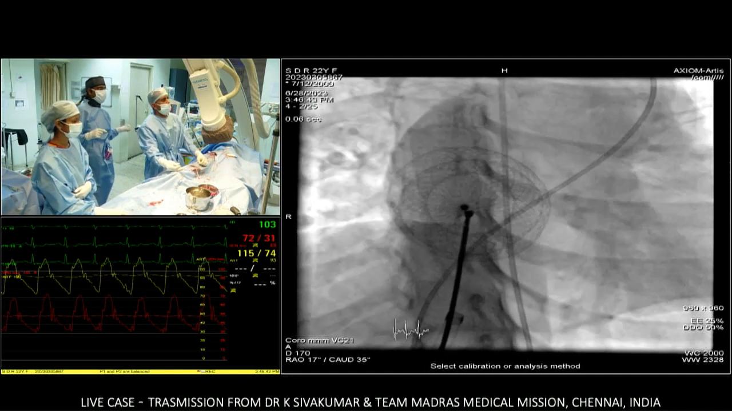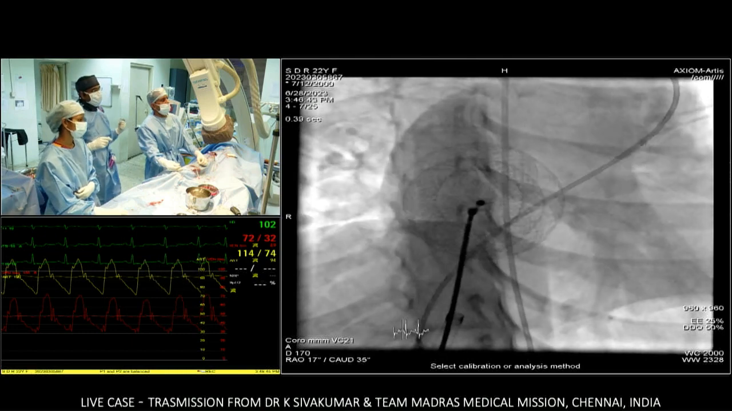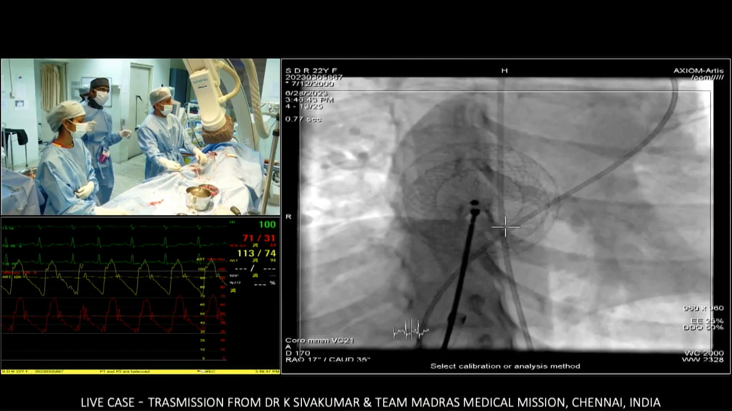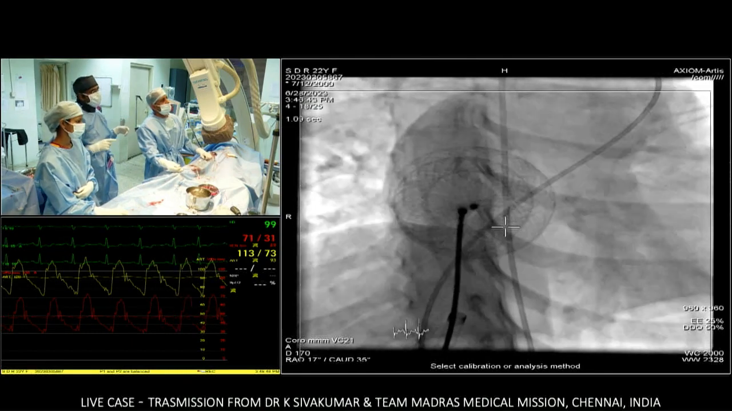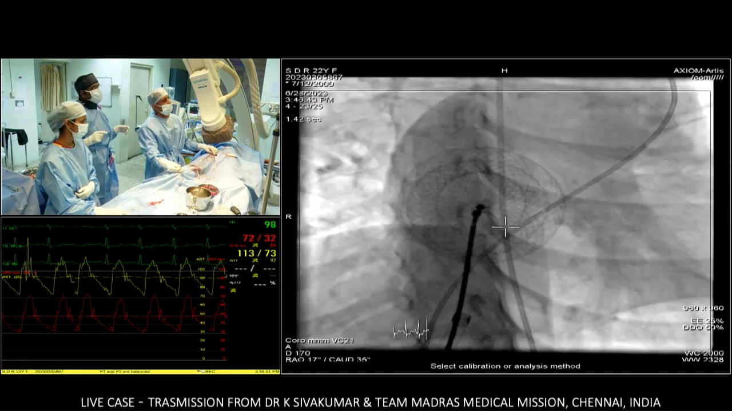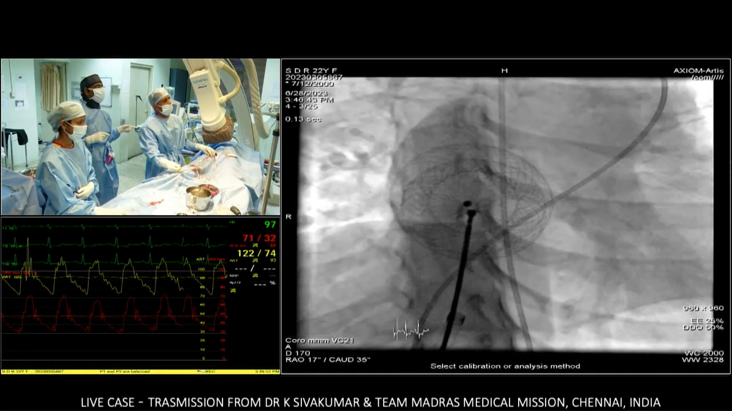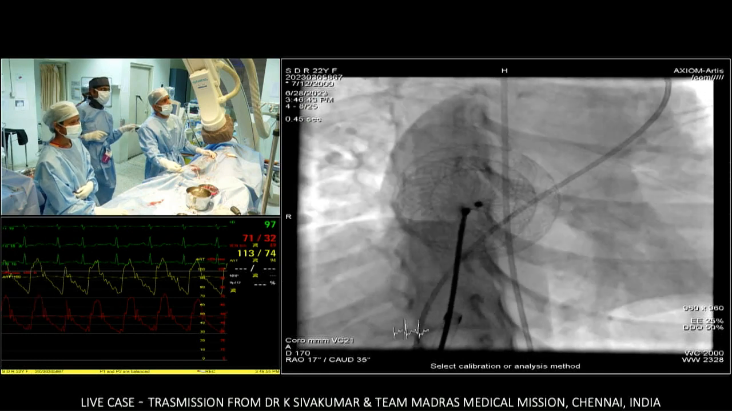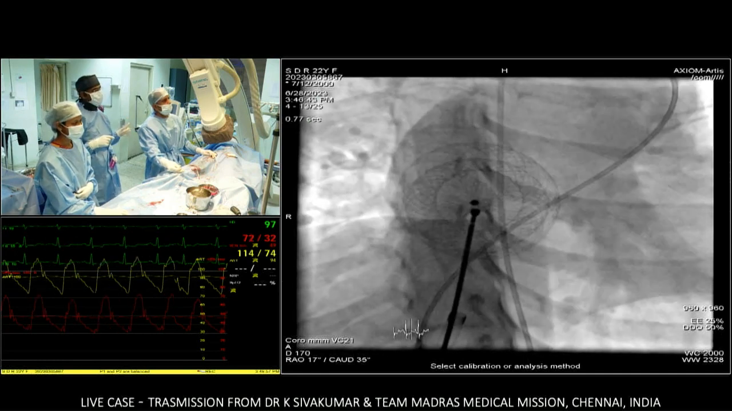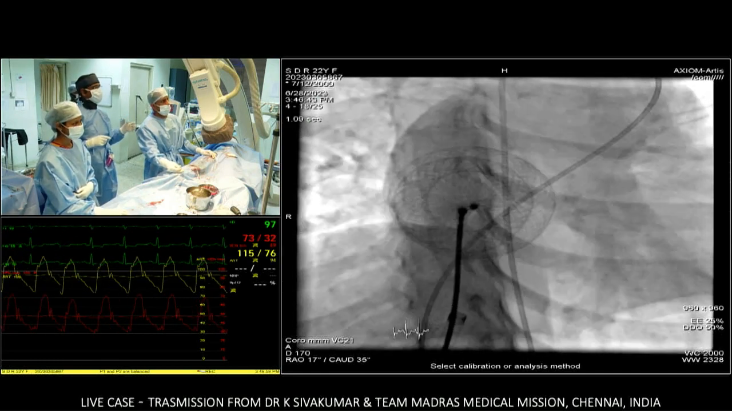Salim's question was about what sort of device, whether this is a little bit larger. We had a detailed transesophageal echocardiography yesterday, and the measurement was clearly 30 millimeters. Today the balloon was also 30.5 or 30.6, like that.